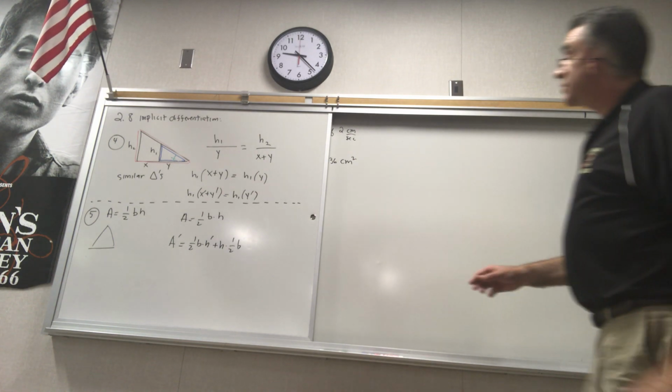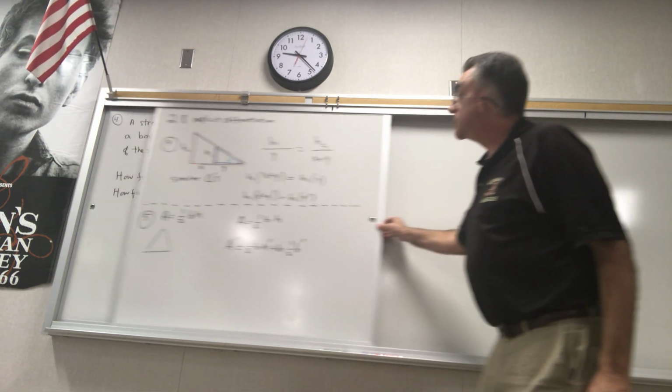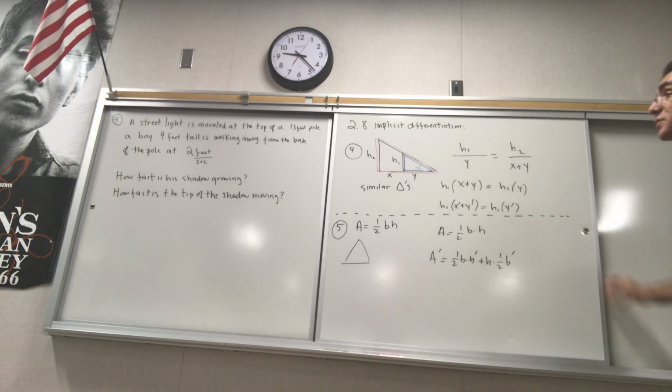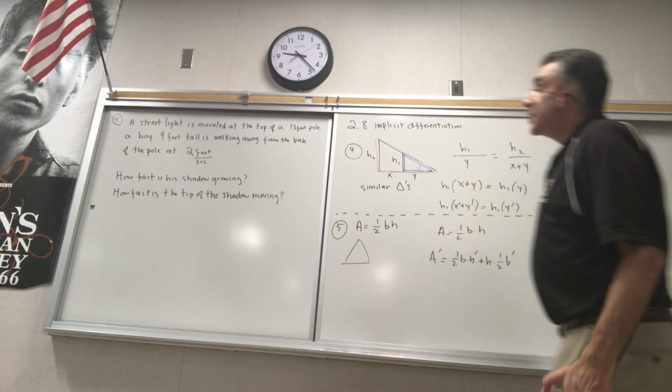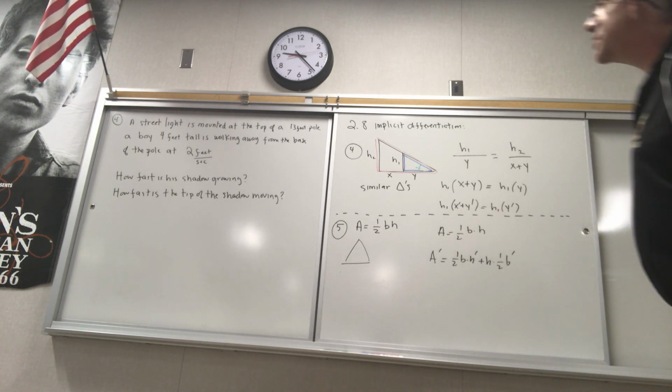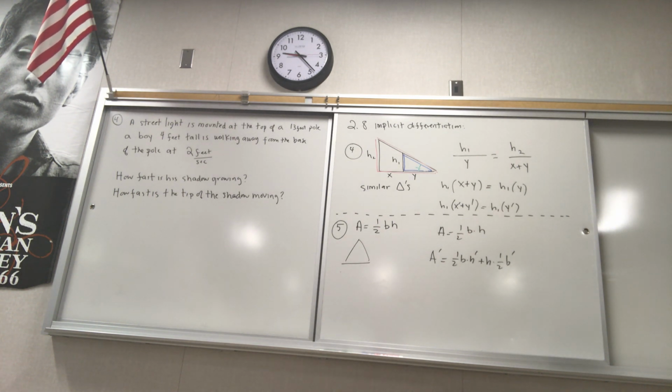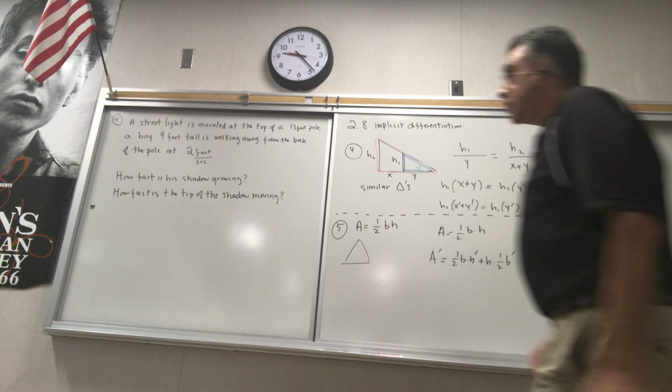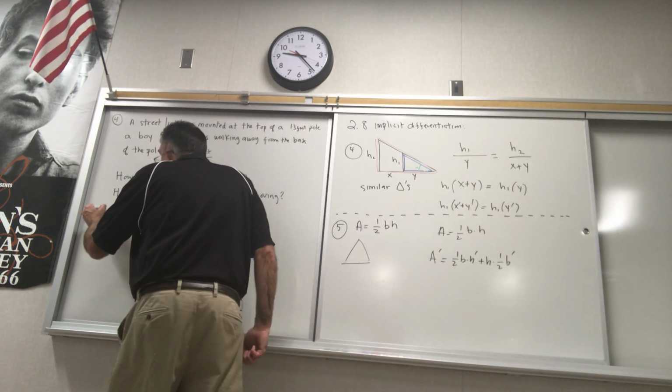Okay, so let's look at a question on this. First question. This is for number 4. A street light is mounted atop a 13-foot pole. A boy 4 feet tall is walking away from the base of the pole at 2 feet per second.